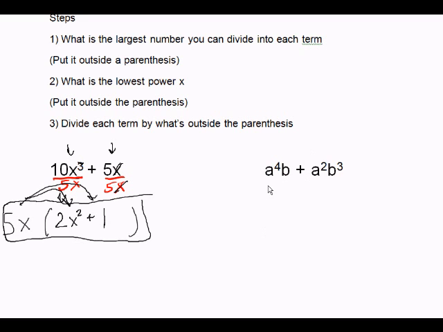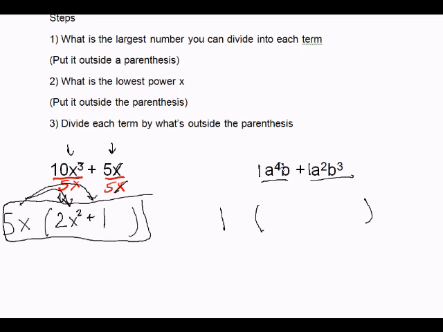Okay, the next problem. What is the largest number that divides into each of these terms? Well, each term just has an invisible 1 sitting in front of it. So I'm just going to put 1 outside of a parentheses. You don't actually have to put anything, but I'm just going to put a 1. There's an invisible 1 in front of the a, and there's an invisible 1 here. So each of these is a 1. You don't have to put anything.